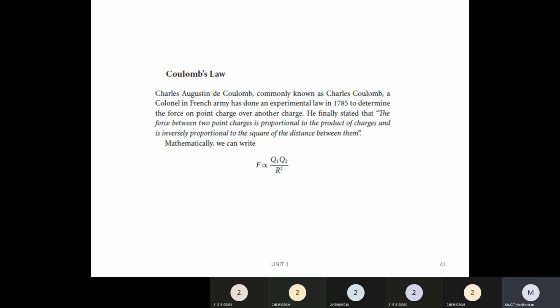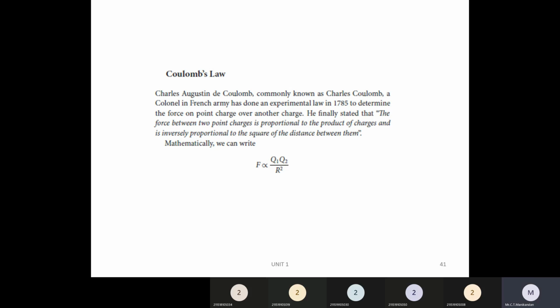Force between two point charges is directly proportional to the product of the charges and inversely proportional to the square of the distance between them. This is the basic concept you might have studied there. So F is proportional to Q1 Q2 divided by R square. Force is directly proportional to the product of the charges and inversely proportional to the square of the distance between them.